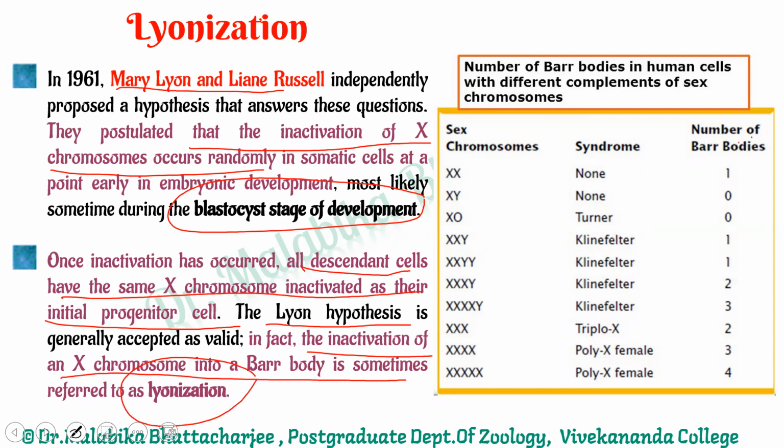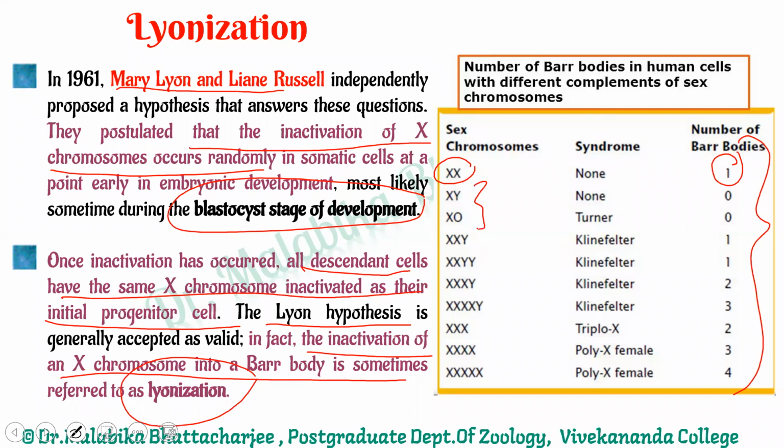Now let us look at this picture. When I started today's slide, I said that during X inactivation, three steps are very vital. The first step is chromosome counting. You have to count how many X chromosomes are there. Unless there is more than one X chromosome, X inactivation doesn't occur. But if there is more than one X chromosome, then all those X chromosomes will be inactivated except for one. For example, if there are two X chromosomes, then one X will be inactivated to give rise to one Barr body.